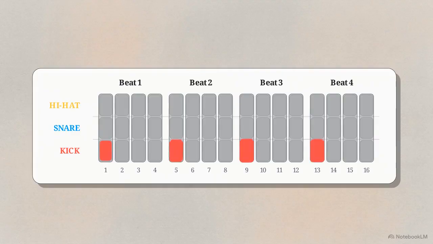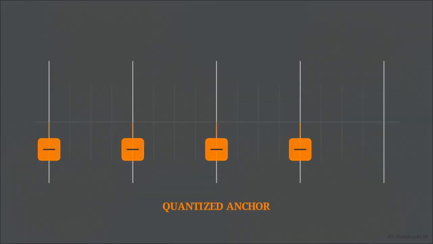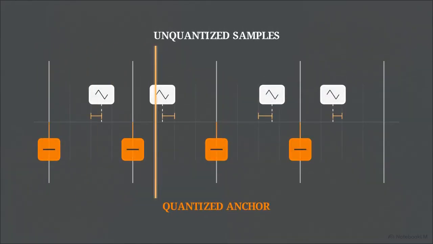Repeat that sub-pad selection process to layer your snares onto the 2 and 4, and then pepper your hi-hats across the remaining open steps. Because the TR-REC sequencer locks every hit to the grid, you get perfectly quantized drum timing. This establishes a reliable anchor to play your looser, unquantized samples over.